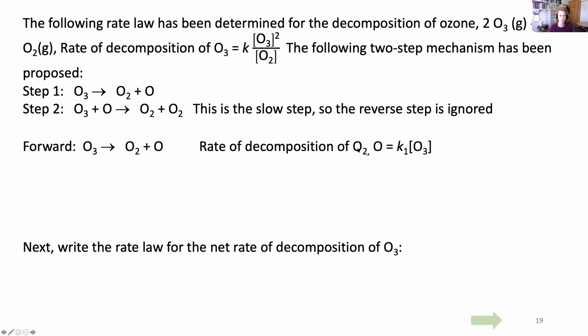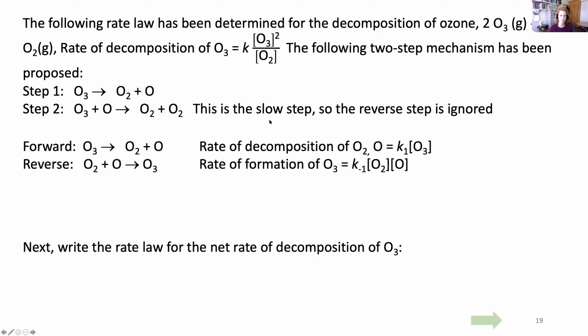So the rate of decomposition of O2, so basically my rate is going to be k times [O3]. So if this is my slow step, then my rate is going to be equal to [O3], oxygen, and then a k value, right? So again, this is an intermediate, so we've got to get it out.